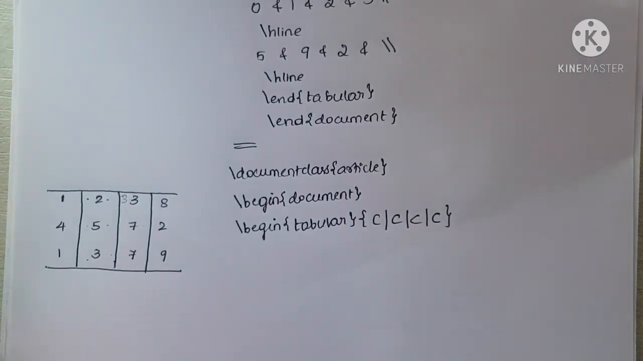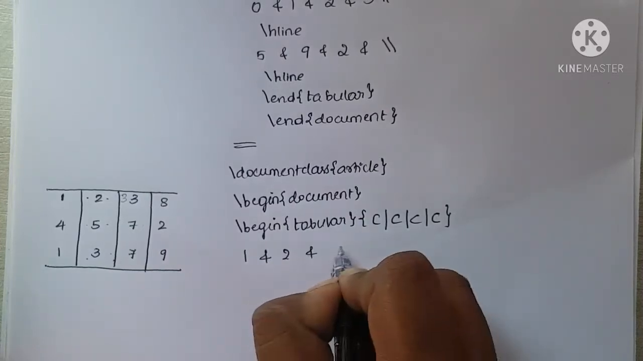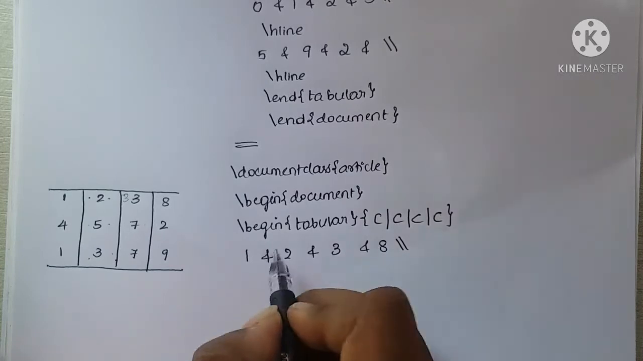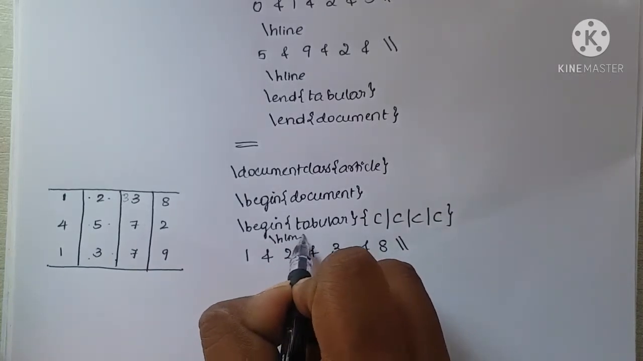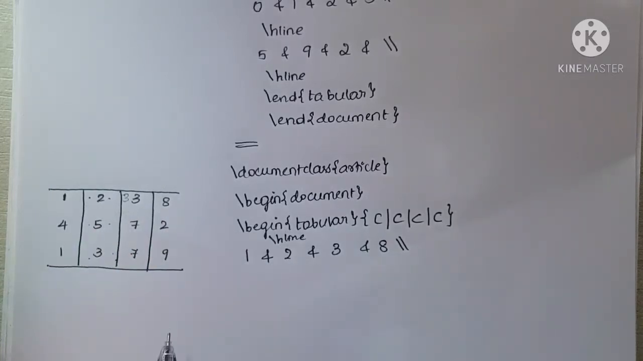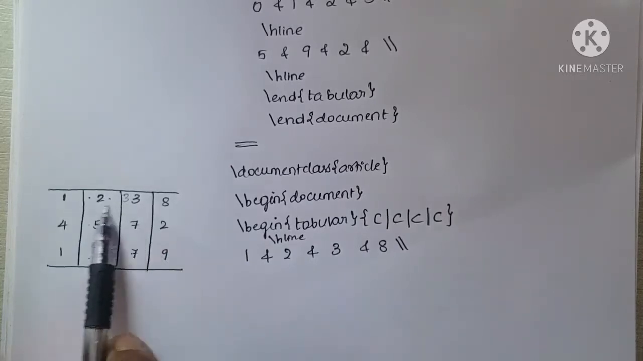Is this clear? Now we shall mention the elements row wise, separated by ampersands and ended by 2 backslashes. What is the first row? 1 and 2 and 3 and 8, 2 backslashes. Sorry, before this we need to mention \hline, because here we need a line, right? So \hline. Next will be 1, 2, 3, 8. We don't need a line here.